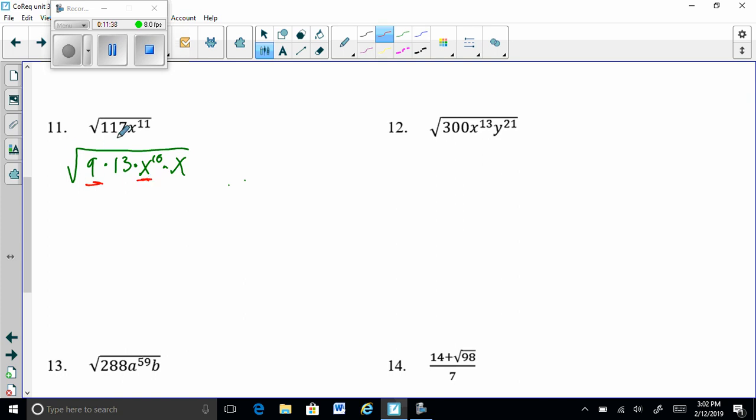So the square root of 9 is 3. The square root of x to the power of 10 becomes x to the power of 5. And then what's left inside here is a 13x. And there you go.